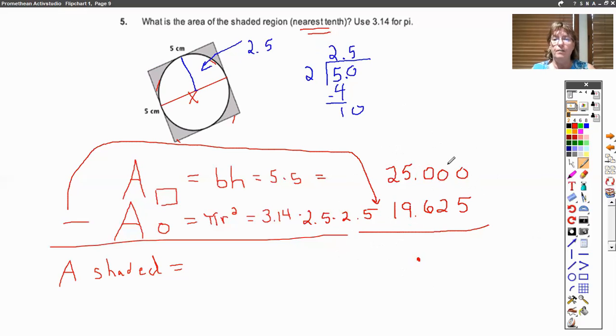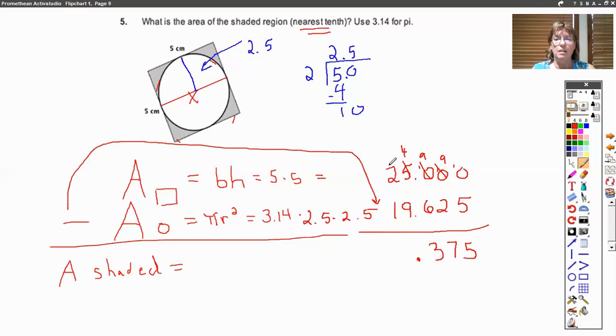So I can't take 5 from 0, so I need to borrow, but there's nothing there, and I need to borrow, there's nothing there. So I'm going to have to come all the way over here to borrow. And of course, this would become a 9 now, and this would become a 9, so I can take one of them, and this will become a 10. Okay, and then I end up with 10 minus 5, which is 5, and 9 minus 2, which is 7, and 9 minus 6, which is 3.